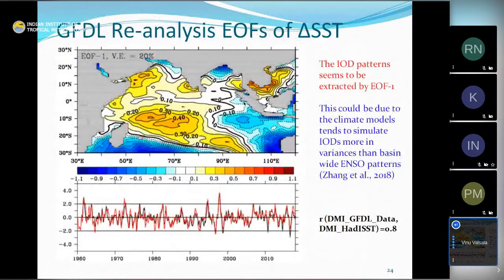Now, before proceeding, I have to calculate the IOD represented in the data we used to drive the model. Here is the EOF of the SST of the GFDL reanalysis data, shown in the upper panel. You can see that IOD related cooling in the southeast Java Sumatra extended area is available, and a warm SST is building up in the west. You can see that also here. And if I calculate the IOD index from the GFDL reanalysis data and compare with the observed SST, they are correlating with a correlation coefficient of 0.8. That means this reanalysis data we are using is reasonably representing the Indian Ocean dipole variability well.